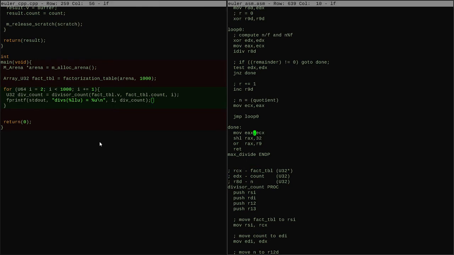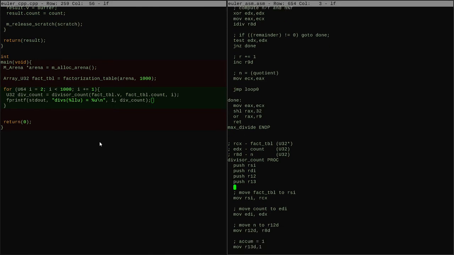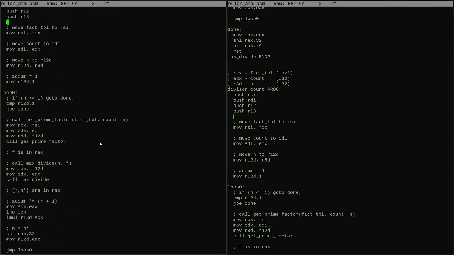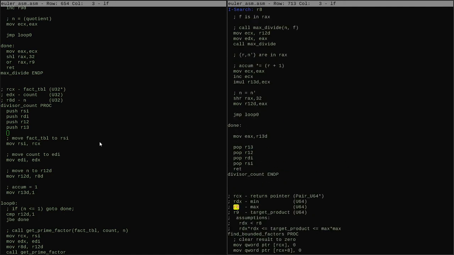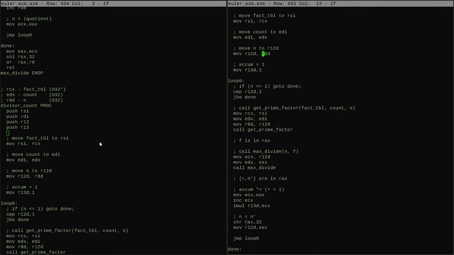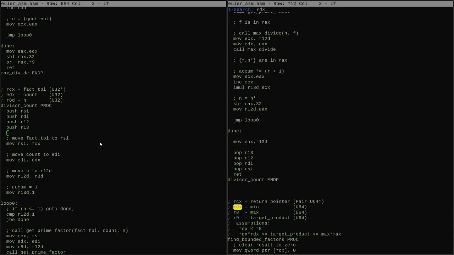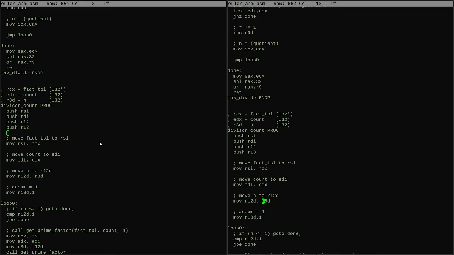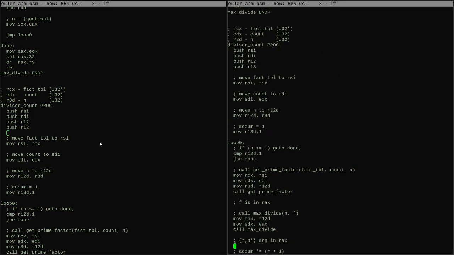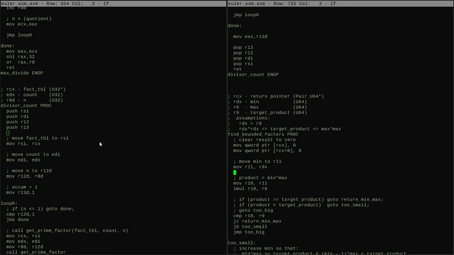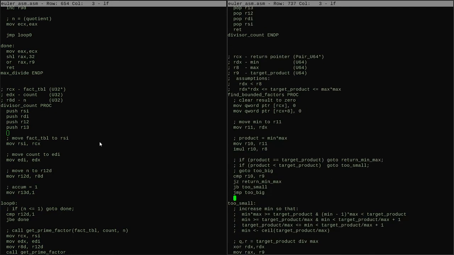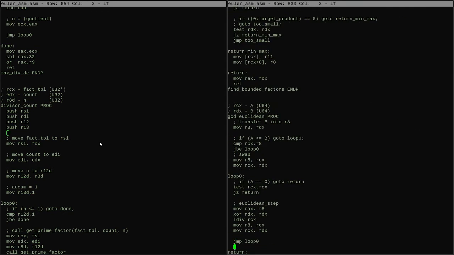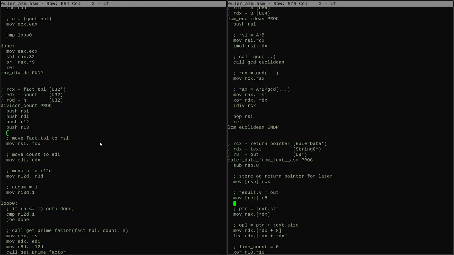Anyway, so we fix max divide. Did I fix divisor count? R8. It looks kind of fixed. RDX. Factorization table, so that's not in the divisor count function. So there we go. Divisor count is good to go. Let's see. Nothing here would be an issue in terms of register size. These are all 64-bit, 64-bit.